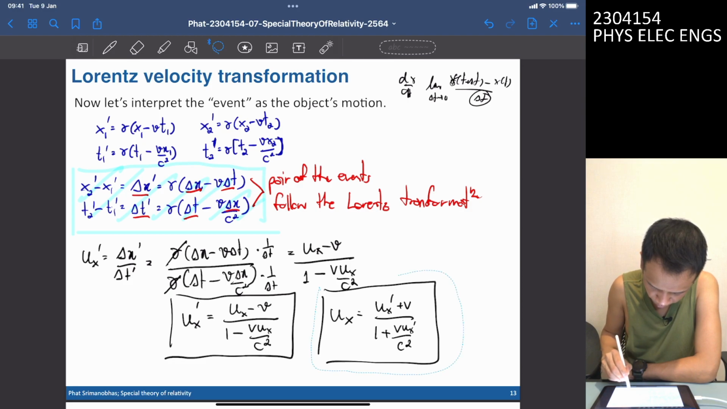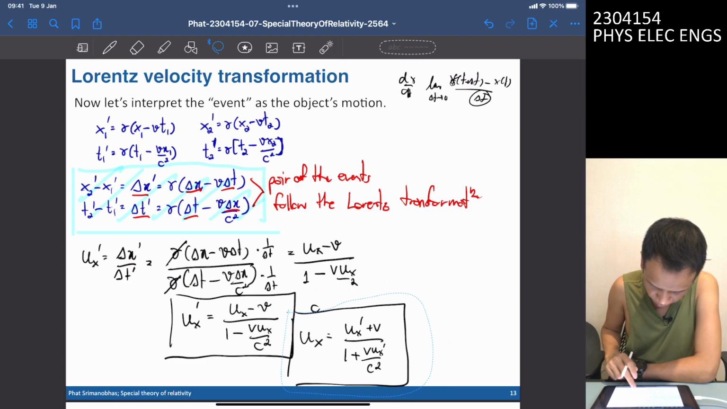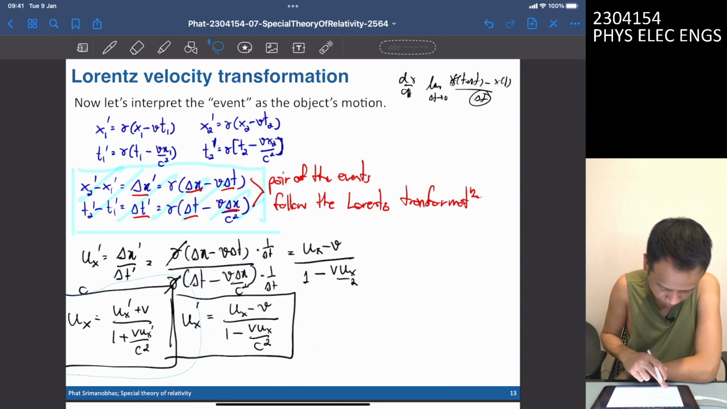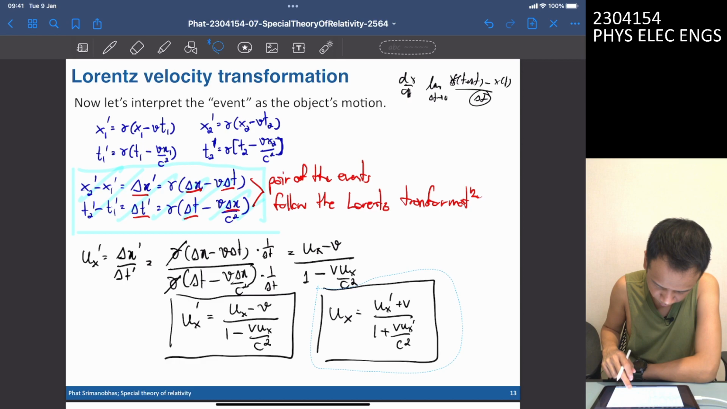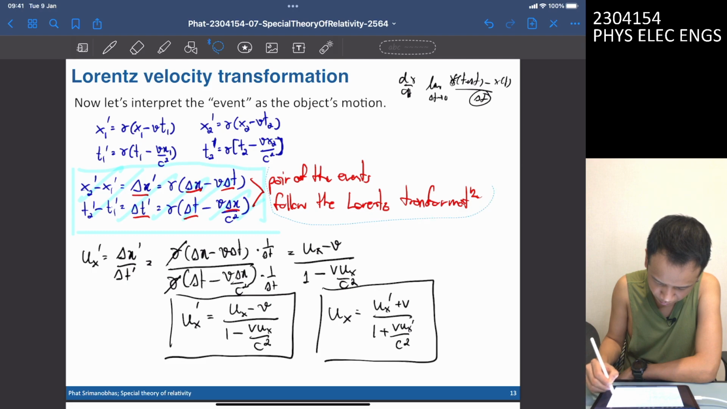Sorry, maybe I will need to move this one. Fine. Sorry, I just need a little space here.